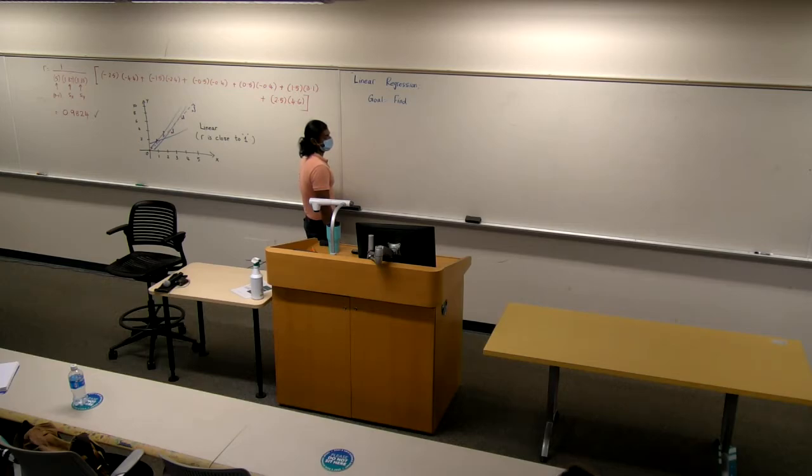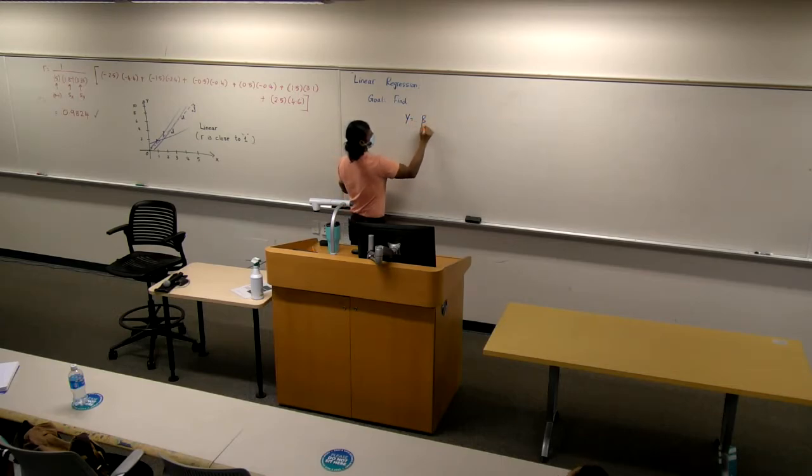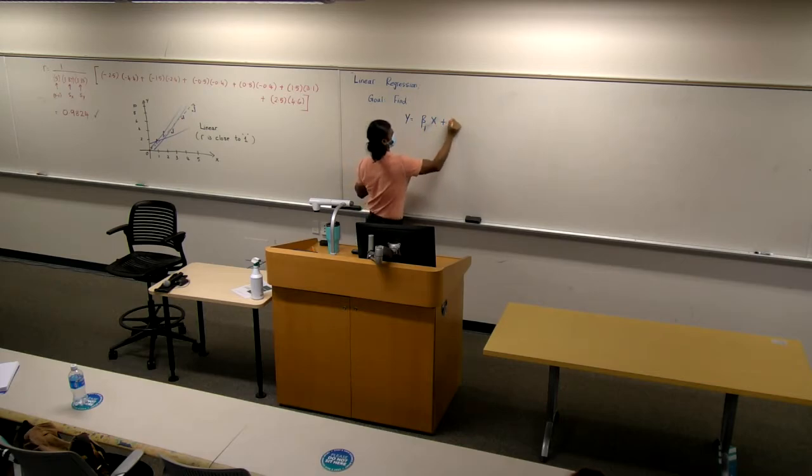Different books use different notations, so I don't know what your book uses. I'm going to use the standard notation. But when we say equation of a line, what is the format? Algebra. Who took algebra? Everyone? Okay. What is the equation of a line? y equals mx plus b. So I'm just going to write y equals beta 1 x plus beta naught.